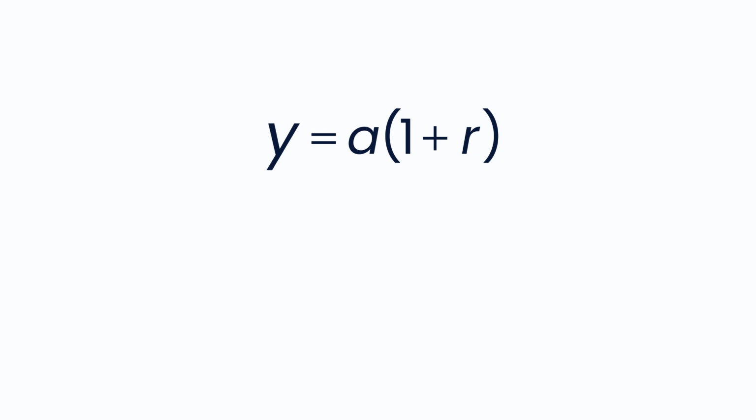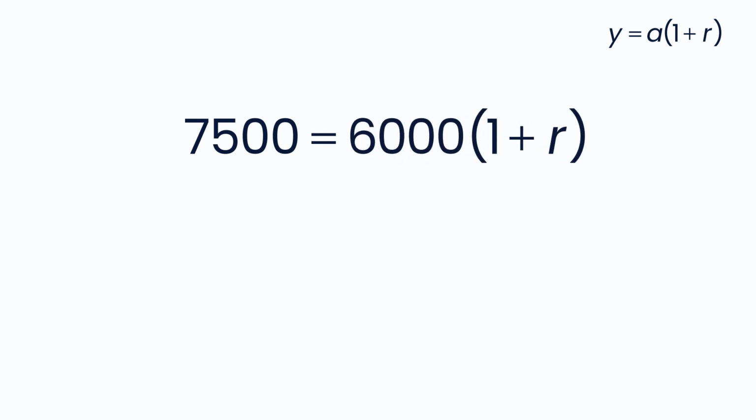The final amount, y, equals the initial amount, a, times the growth factor, 1 plus r, where r is the growth rate. In this case, the final amount, y, is 7,500, the number of sodas sold in August. The initial amount, a, is 6,000, the number of sodas sold in July. To find the growth rate, r, between these 2 months, you want to isolate r, meaning getting r alone on one side of the equal sign.